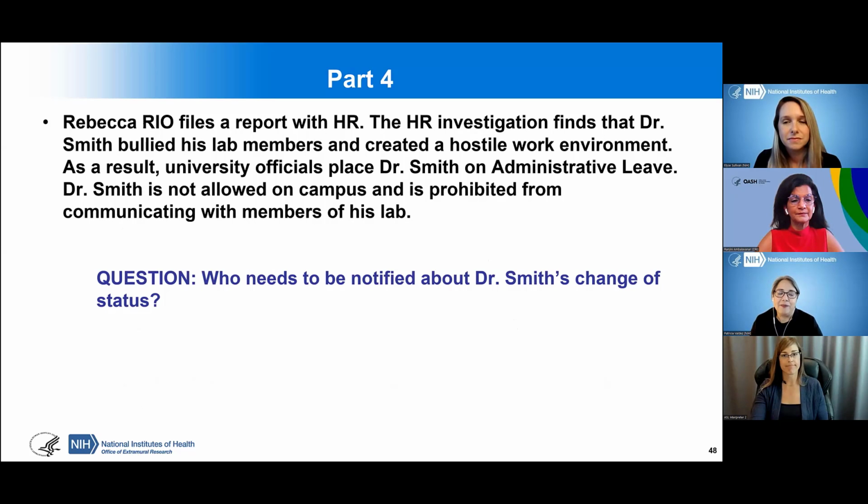Okay, so part 4. Rebecca Rio files a report with HR. The HR investigation finds that Dr. Smith bullied his lab members and created a hostile work environment. As a result, university officials placed Dr. Smith on administrative leave. Dr. Smith is not allowed on campus and is prohibited from communicating with members of his lab. Okay, so now here's a question. Who needs to be notified about Dr. Smith's change of status? The fact that he is now on administrative leave, not allowed on campus, prohibited from communicating with members of his lab.